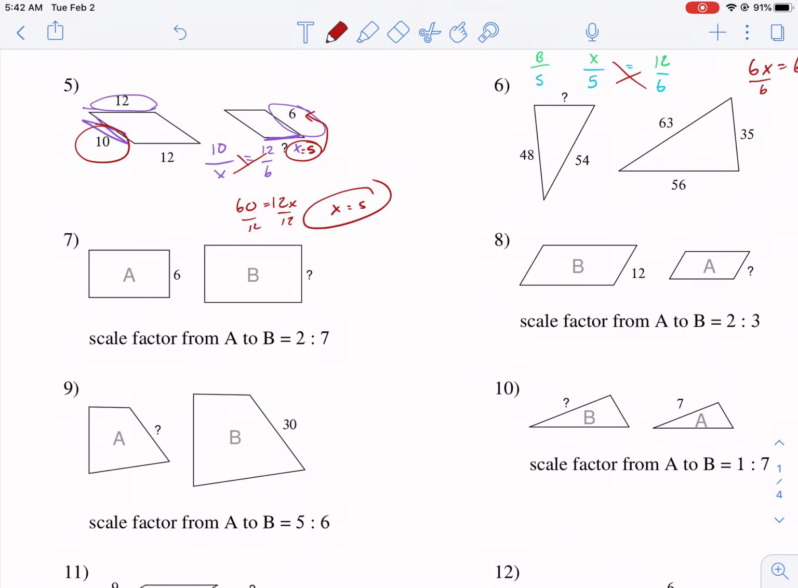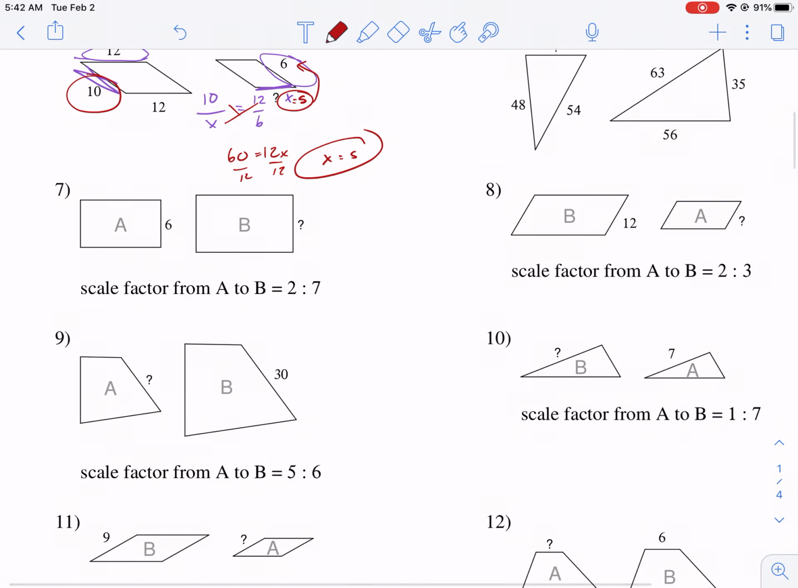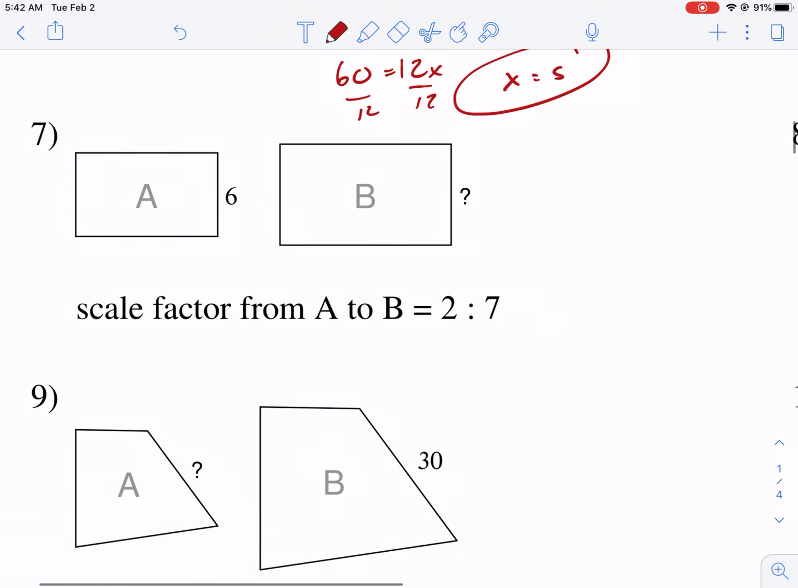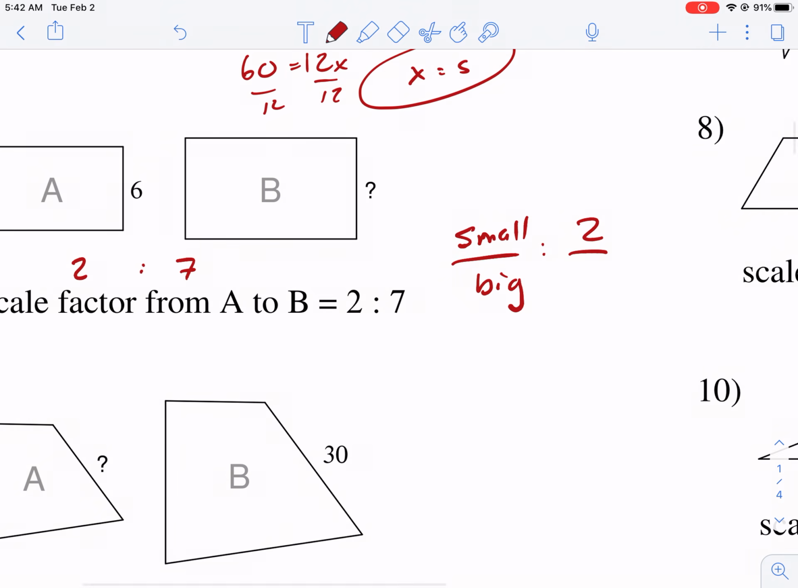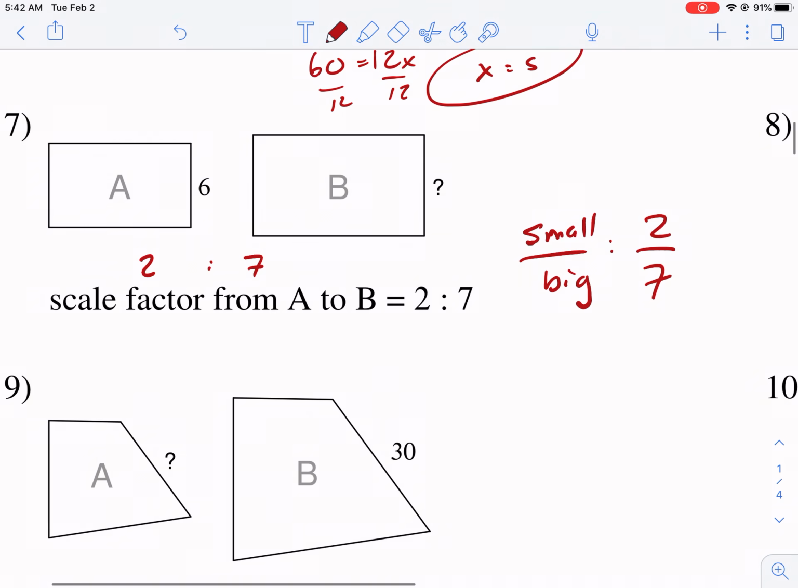Now we're getting into scale factors down here. It says here scale factor from A to B is 2 to 7. So 2 to 7. Okay, now what does this mean? Well, if we're comparing small to big, and that is 2 to 7, now we're trying to find the missing measurements. So the missing measurement is here. So we have 6 and x. Okay, so we can call that x.